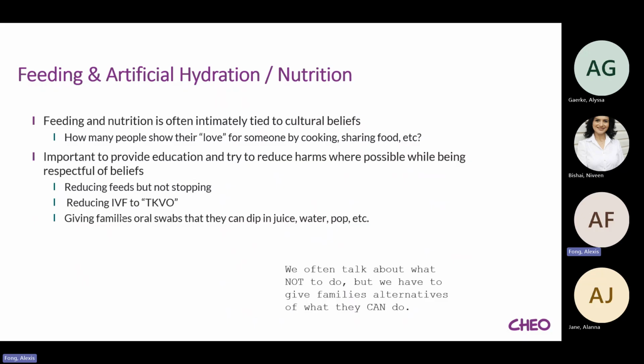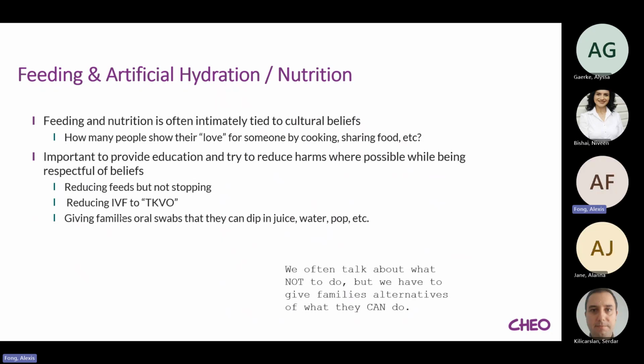So it's important to provide education and try to reduce harm where possible while being respectful of different beliefs. You can always consider reducing feeds, but not stopping. You could run feeds as slow as 3 mLs an hour and you're still giving something, but not enough that it's going to cause harm, or you're trying to reduce harm as much as possible. You could reduce IV fluid, not stopping it, but running it as minimally as 2 mLs an hour or TKVO. And giving families things that they can do, like using oral swabs to dip in juice, water, pop.